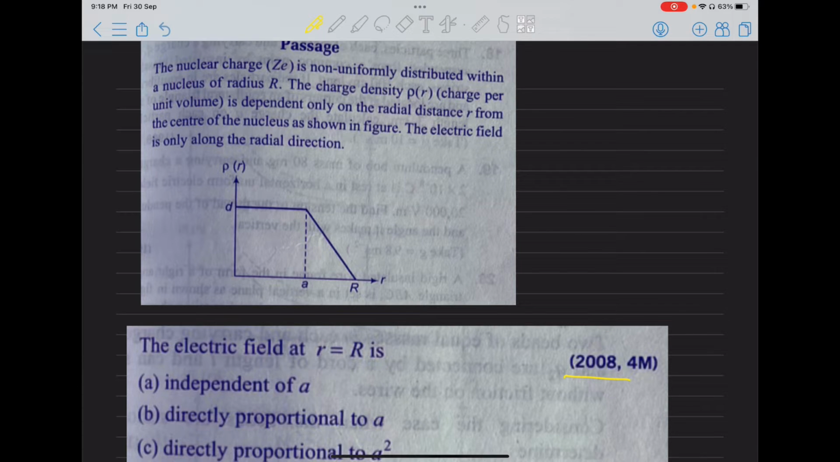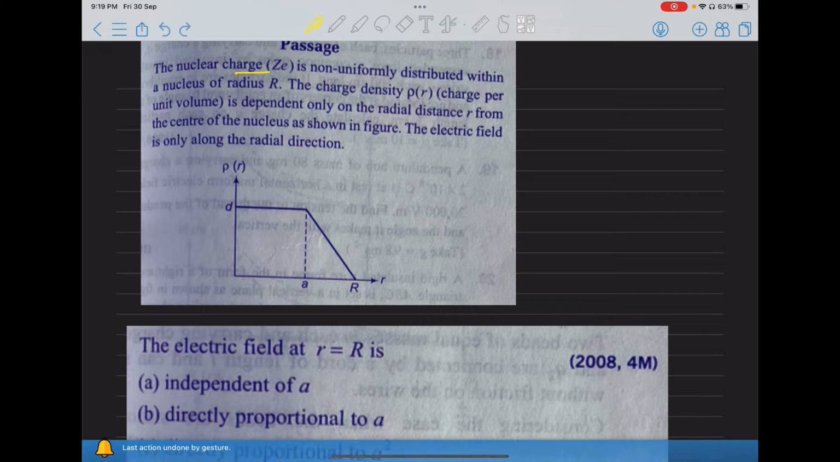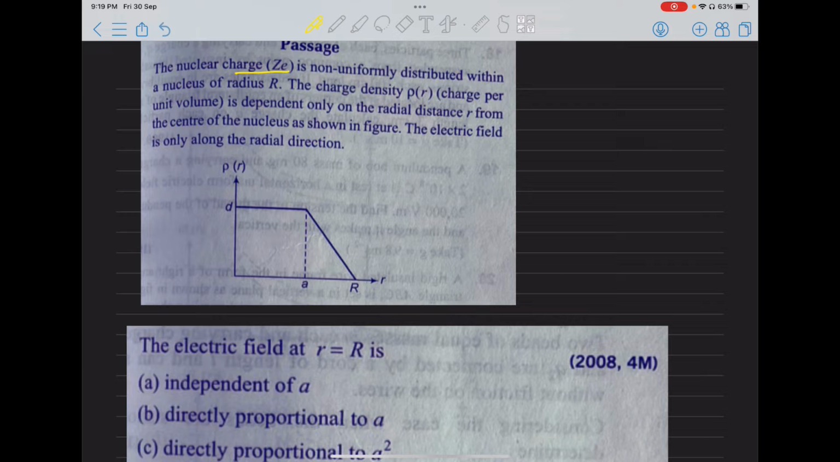So the passage is as follows: the nuclear charge Ze is non-uniformly distributed within a nucleus of radius R. The charge density rho of r, that is charge per unit volume, is dependent only on the radial distance r from the center of the nucleus as shown in the figure. The electric field is only along the radial direction.